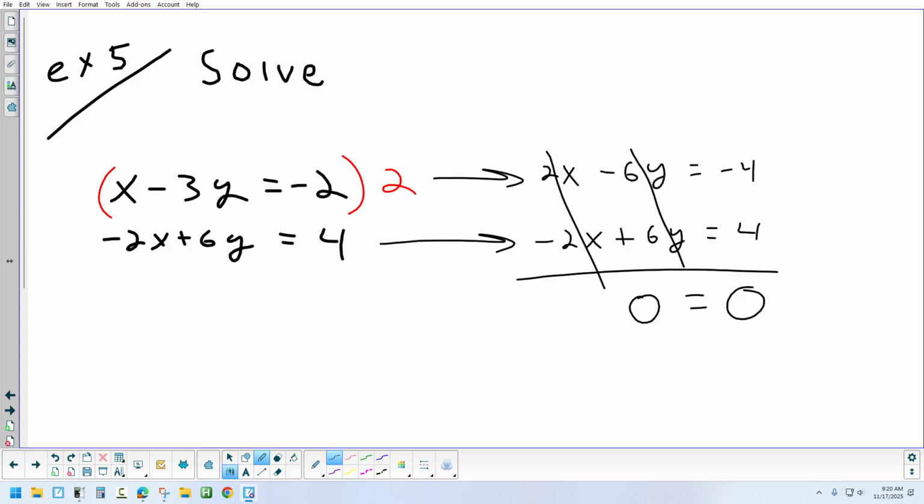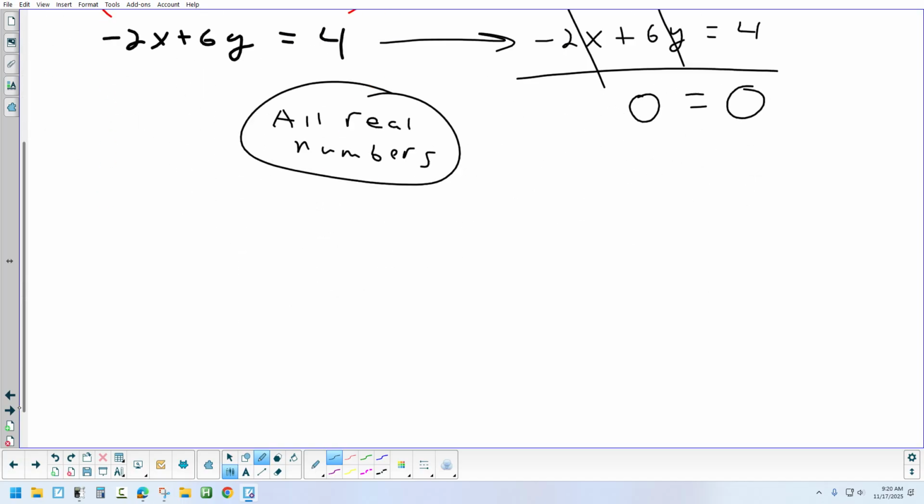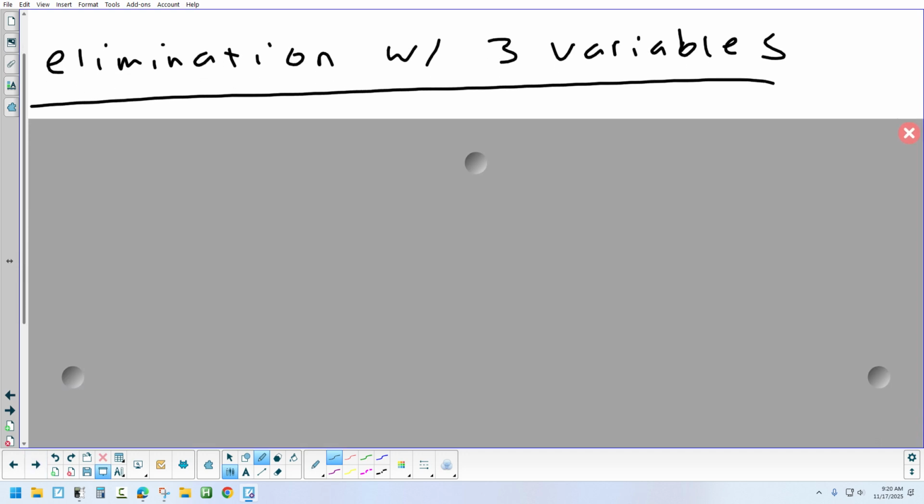All numbers. Right. Okay. This has an infinite number of solutions. So if we solve that, it has an infinite number of solutions, so it's all real numbers. Any questions on that? All right, so that's substitution and elimination with two variables.